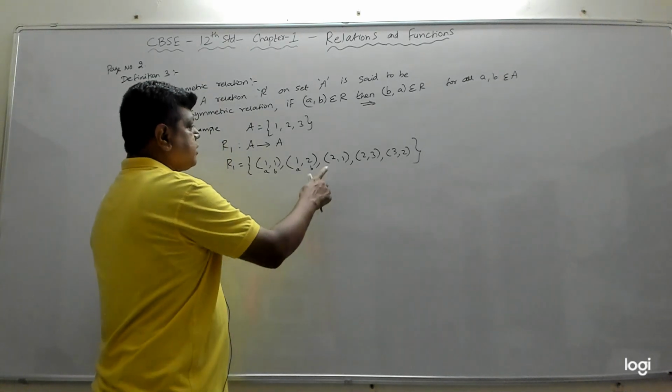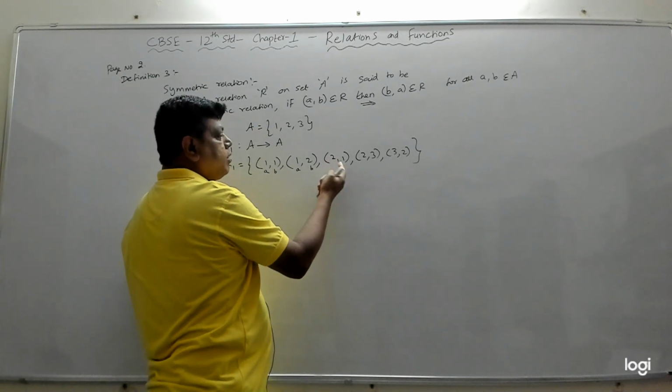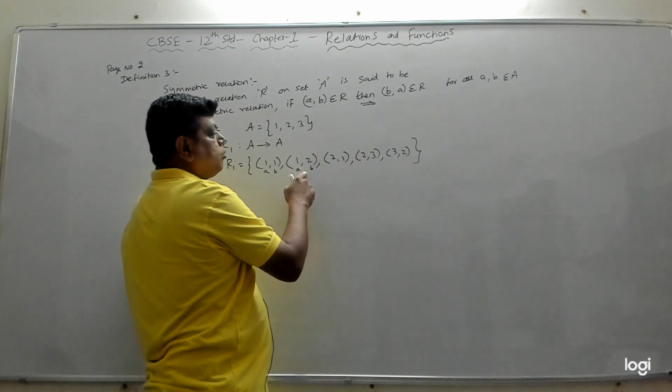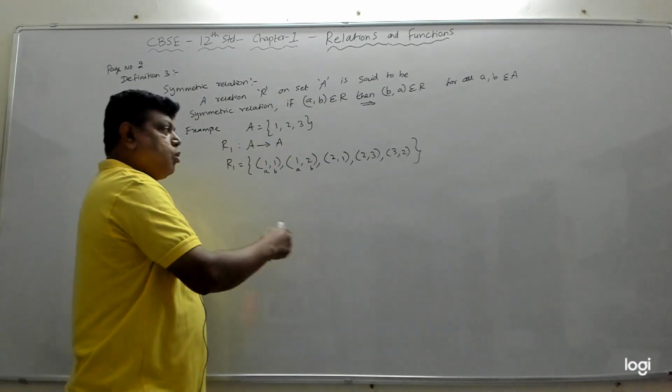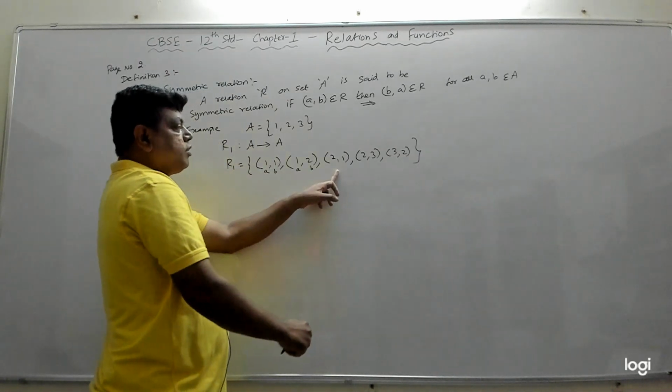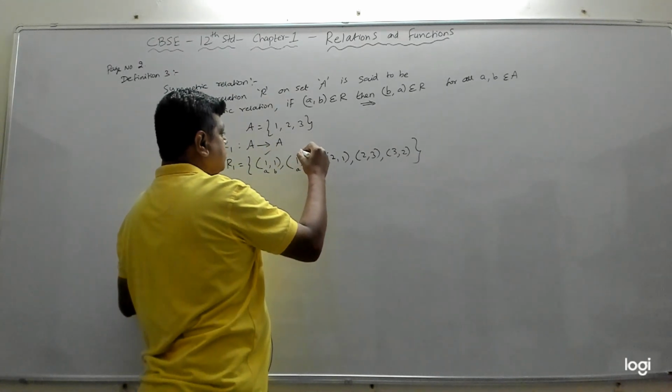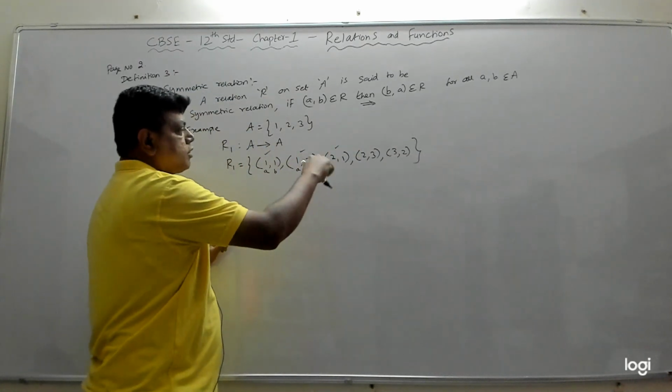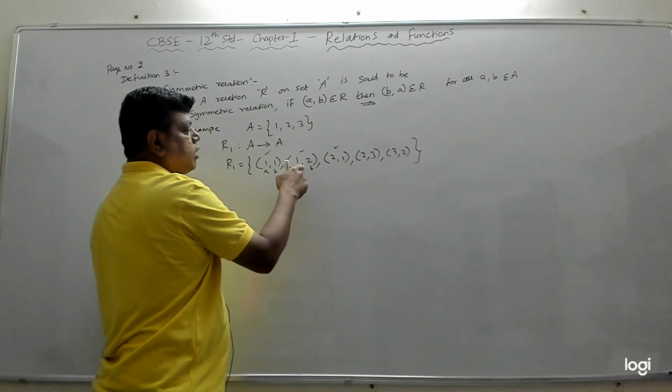Again, let's take this element 2 comma 1. You take this as A comma B. What is the reverse of 2 comma 1? 1 comma 2. That is there in R1. So it is satisfying this condition. The reverse of 2 comma 1 is 1 comma 2, which is there.